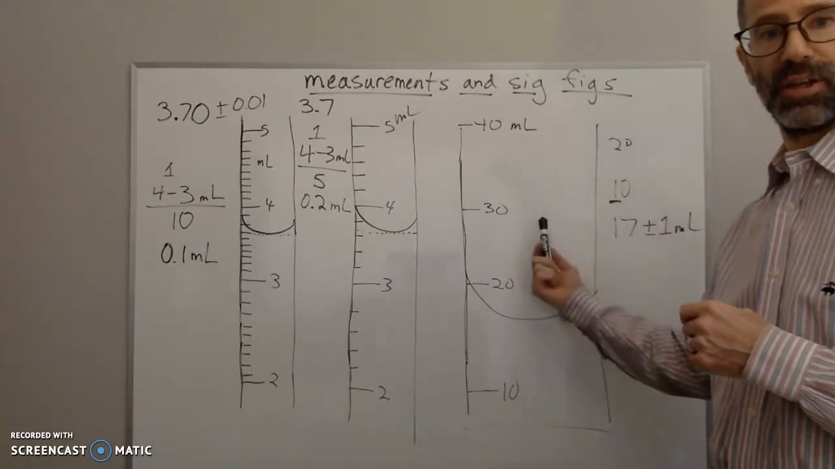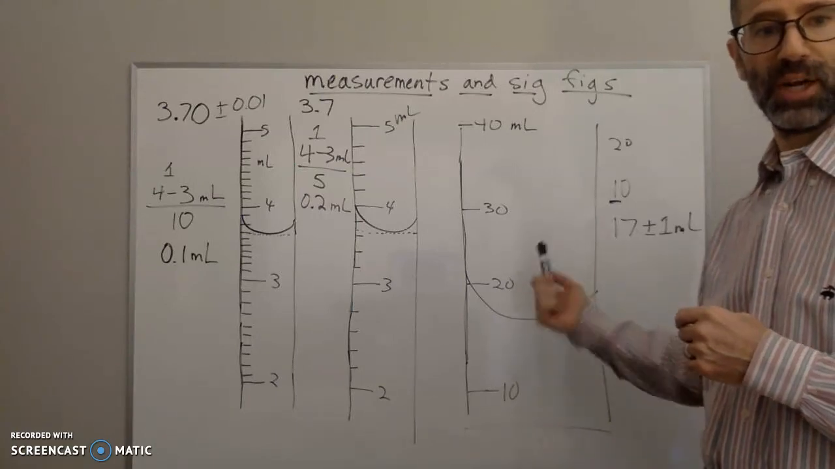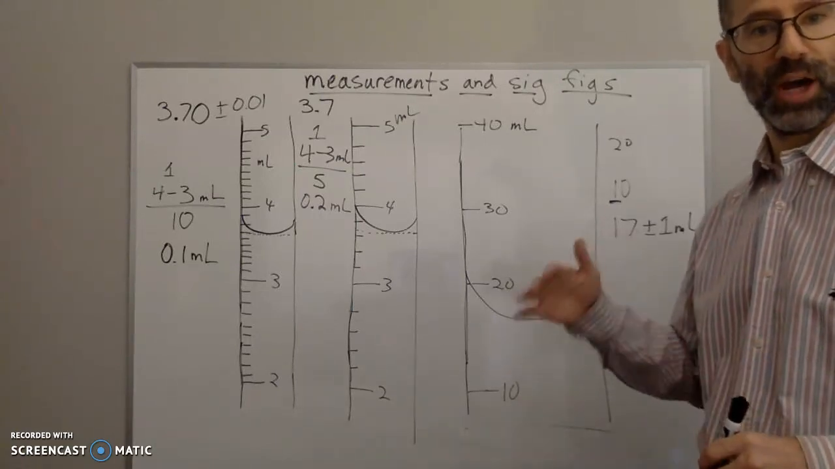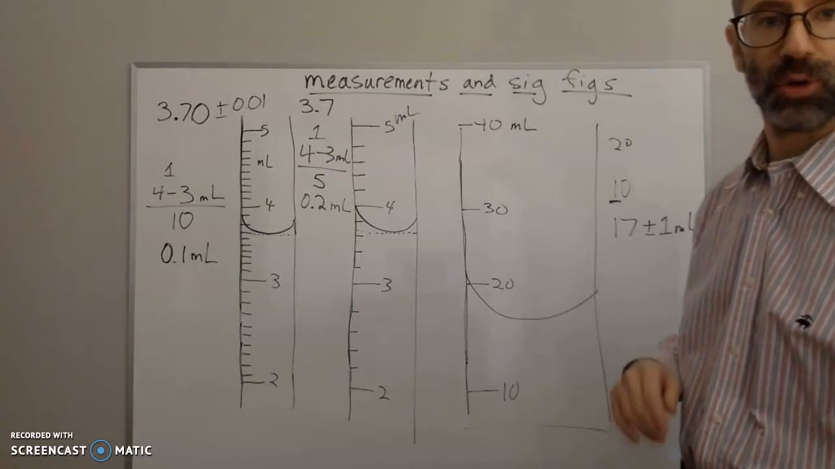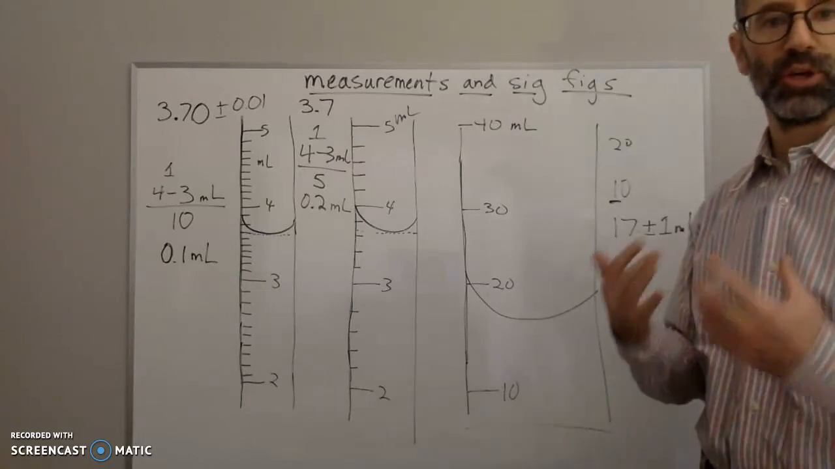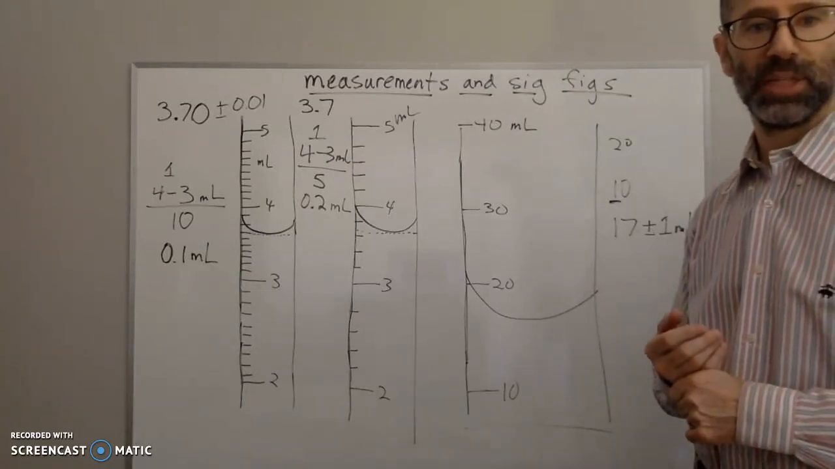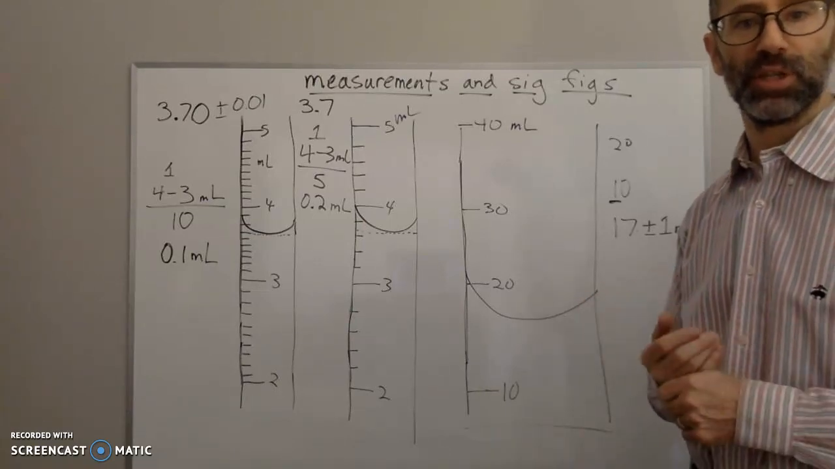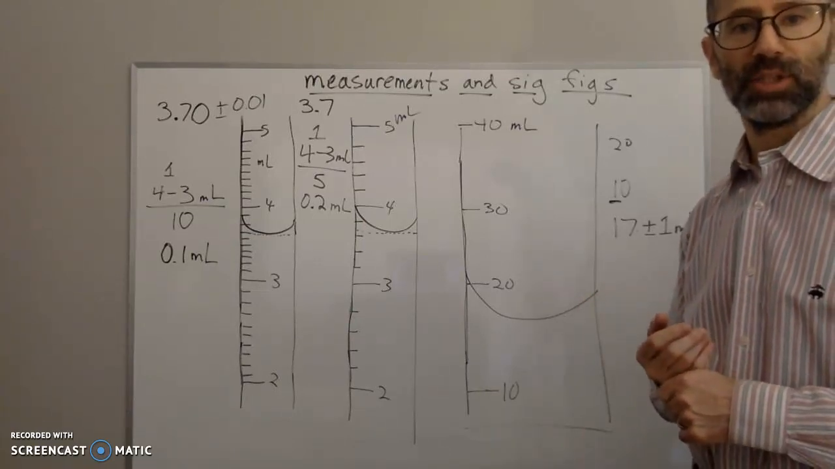So that's how you're supposed to figure out the significant figures of each measurement. So be careful about where you're estimating, and make sure you're only estimating once when you're looking at your particular instrument you're using to measure out liquids or whatever it is you're measuring.